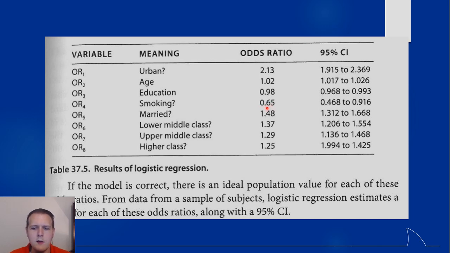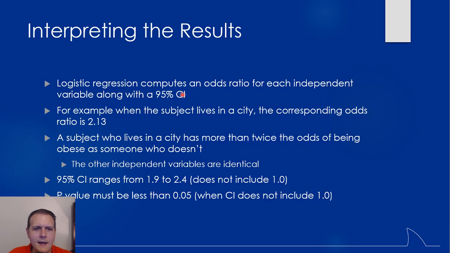Okay, and again, I'll go over more details on these, but this is kind of the preliminary read on these outcomes. So again, when you do a logistic regression, it's going to compute an odds ratio for each independent variable along with that confidence interval. As I mentioned, if they live in the city, there's a corresponding odds ratio of 2.13, meaning their odds are twice as high. They're going to be obese if they live in an urban environment. Okay, doesn't mean everyone's going to be obese. It just means their odds are that much higher.